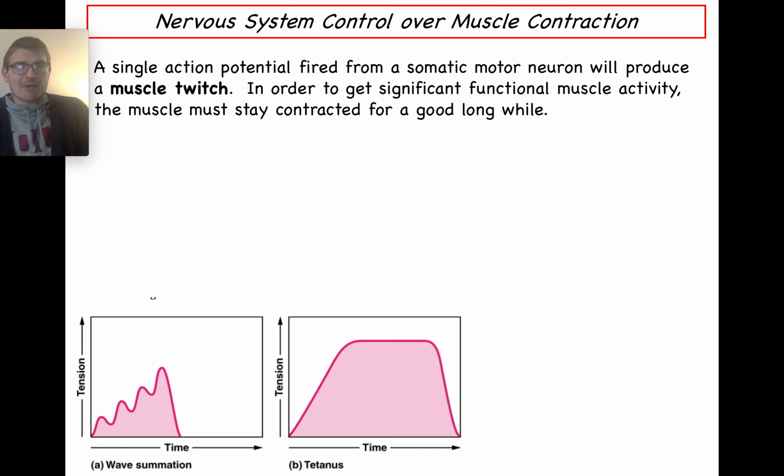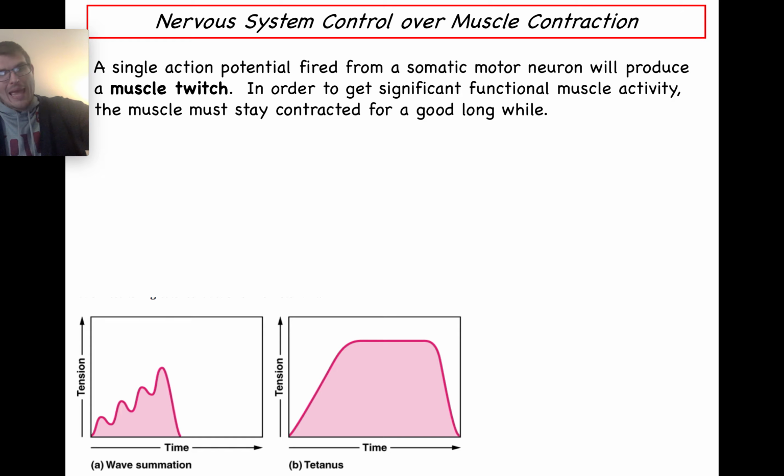So we are just about ready to have our discussion on muscle fatigue. Just a couple more things that we need to say about muscle contraction and the nervous system here. So when a somatic motor neuron fires one single action potential, just one action potential, no others after that, the muscle fibers in the motor unit will receive the input and they will contract once. And that one contraction is what's called a muscle twitch.